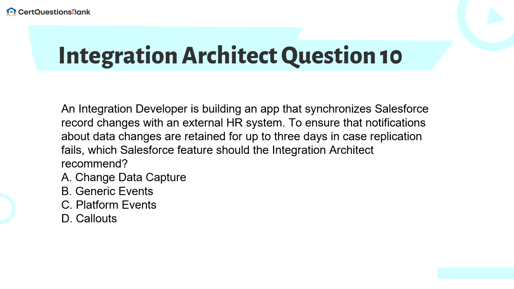An integration developer is building an app that synchronizes Salesforce record changes with an external HR system. To ensure that notifications about data changes are retained for up to 3 days in case replication fails, which Salesforce feature should the integration architect recommend?